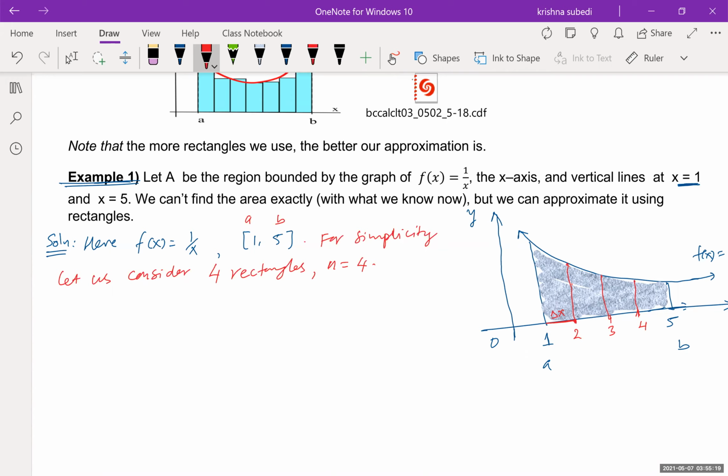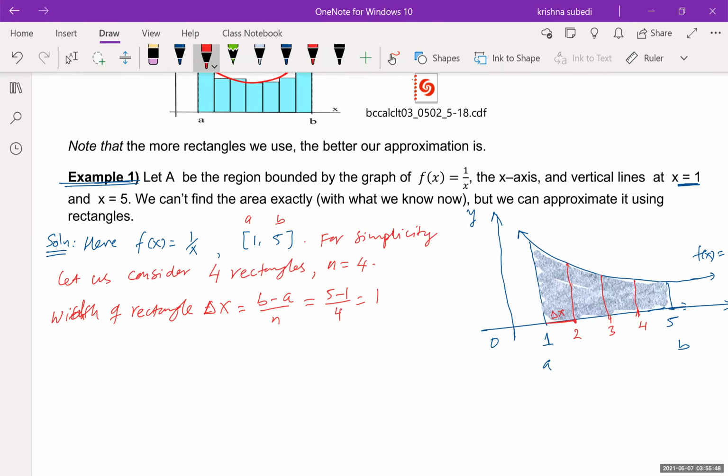How do we know that? Well, you can think this way. Width of rectangle, we denote that by delta x equals b minus a over n. So this is the formula to find the width of the rectangle. If you divide this into 4 rectangles, your width will be 5 minus 1 over 4. So that's going to be 1.